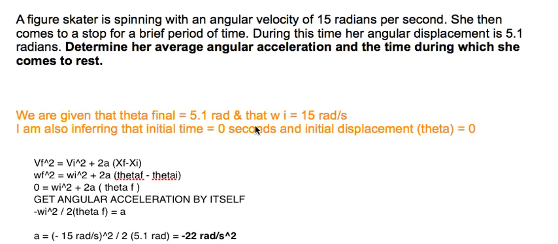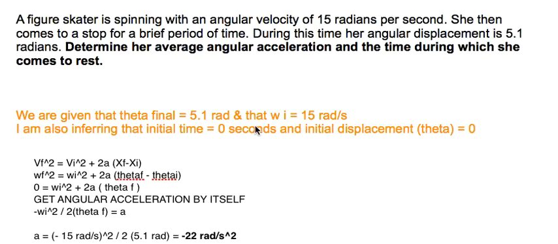A figure skater is spinning with an angular velocity of 15 radians per second. She comes to a stop for a brief period of time, and during this time, her angular displacement is 5.1 radians. I'm trying to determine her average angular acceleration in the time during which she comes to rest.